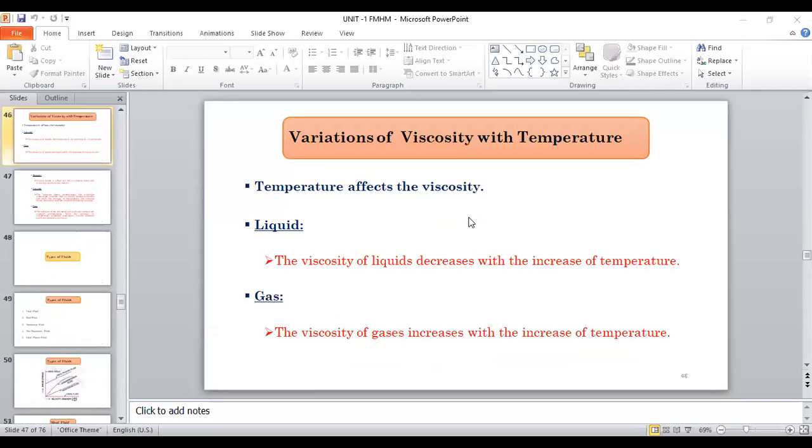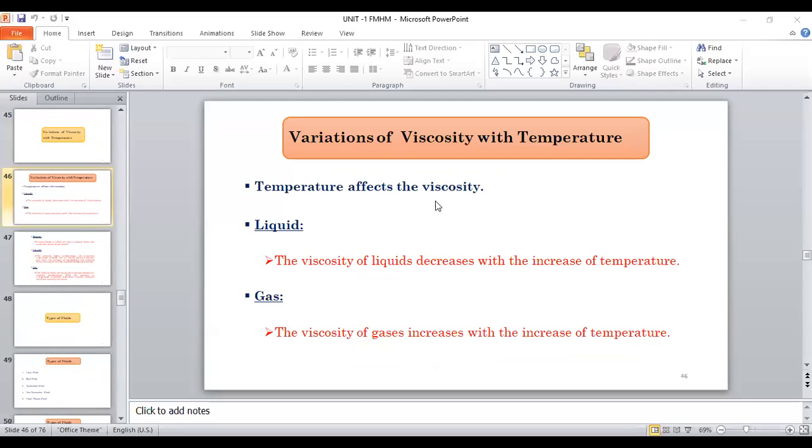Any doubt up to here? Why is the viscosity increasing for gases and decreasing for liquids when we increase the temperature? Okay, so for today I'm stopping the class. What we have seen: 4 problems on viscosities, that is kinematic viscosity and dynamic viscosity, and then the variation of viscosity with temperature for liquids and gases.